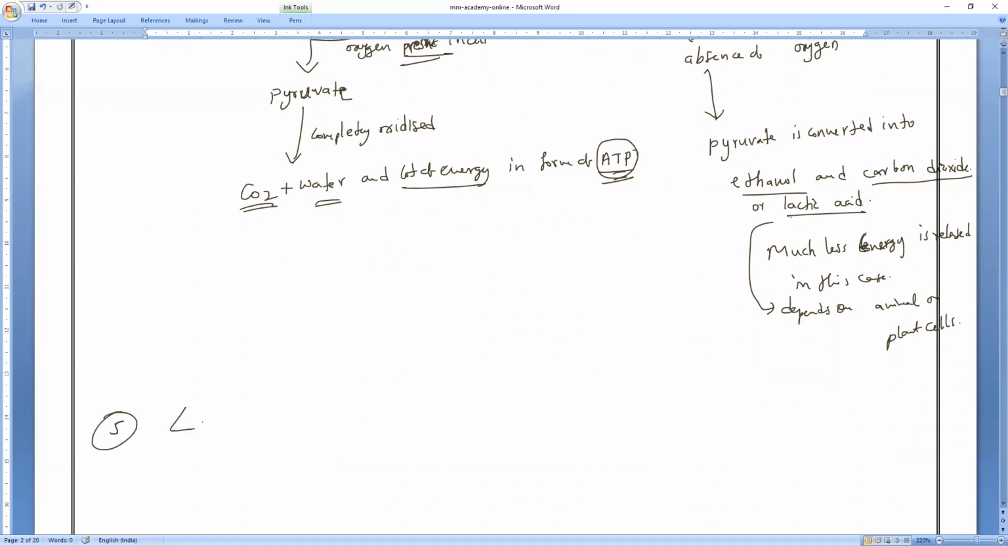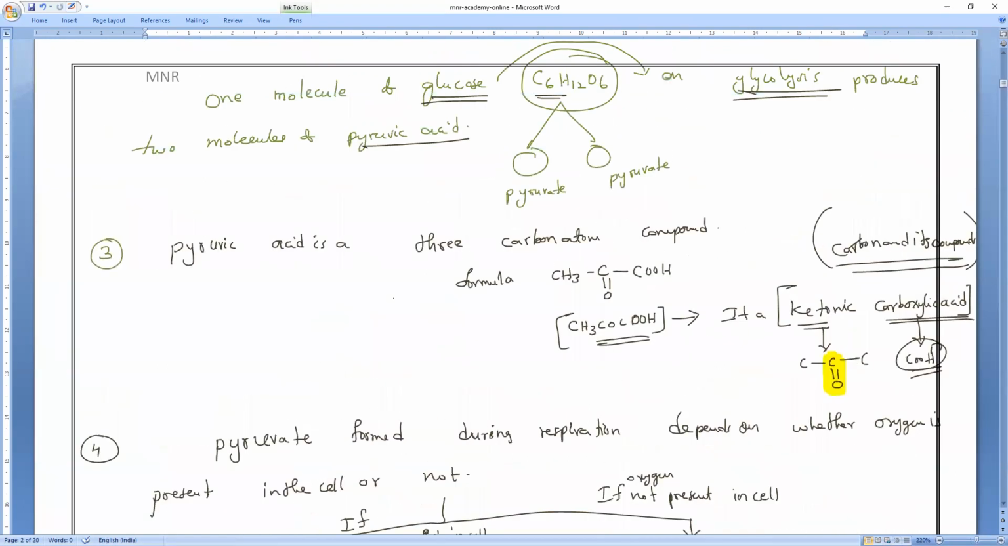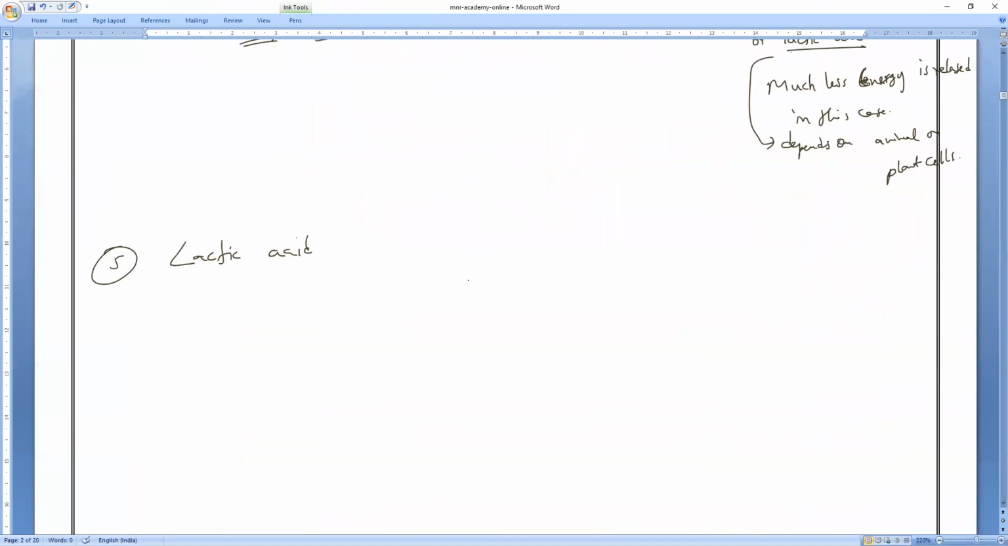Now, let us come to lactic acid, as I told you. So remember, this lactic acid is also like pyruvate, because pyruvate is also how many carbon compound? Three carbon compound. Same way, lactic acid is also a three carbon atom compound. So it is also called lactate.